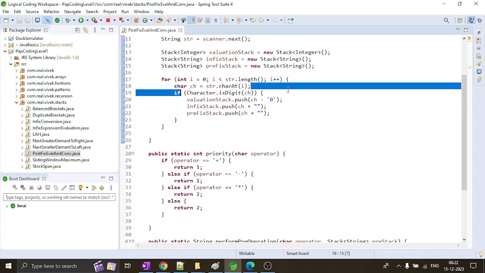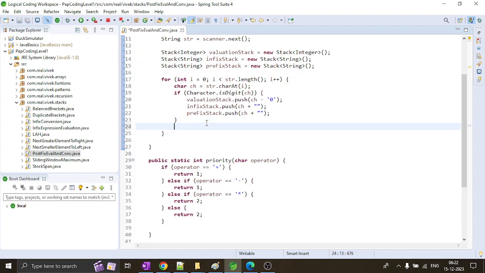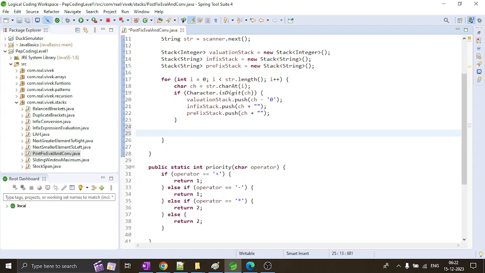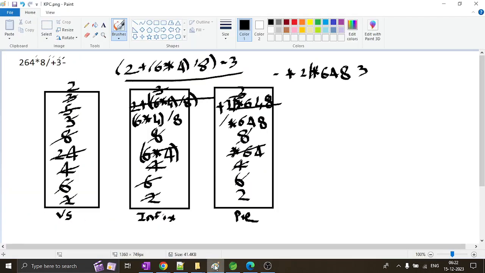So if the character is a digit, I mean an operand, we push it into these stacks. That's what we do, right? And then in the else part, we don't have to check the priority or anything. Just to be sure, let me check again. Yeah, we don't have to check priority or anything.